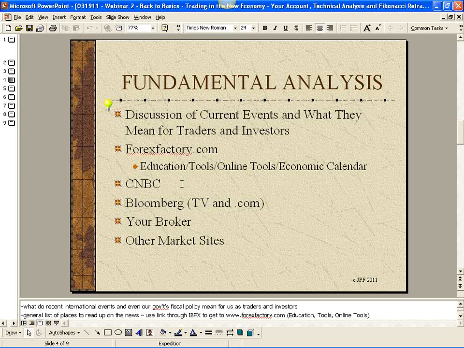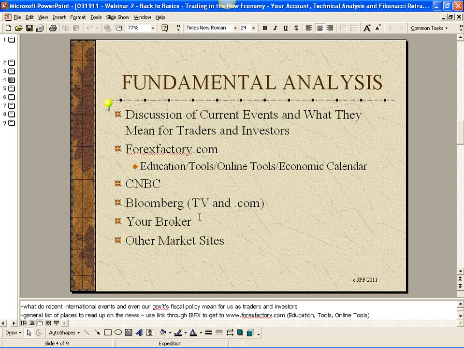You can just say, hey, I did my homework, I know when things are coming out, and I'll turn on CNBC and make sure that I know what it came out as. Bloomberg TV and Bloomberg.com, again, the same thing. You can look at it online or get it on your TV station, but again, covering the markets.